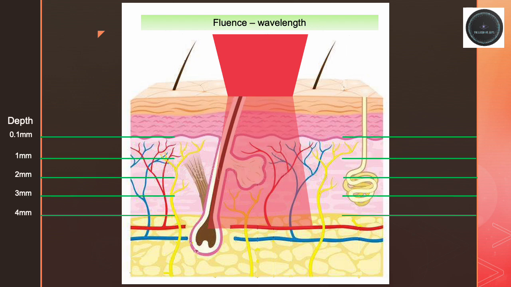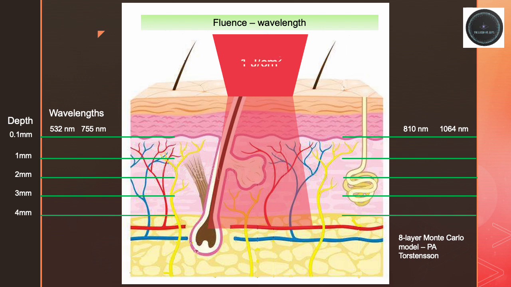So how does the fluence vary with the wavelength that we're firing into the skin? Well, if we look at four wavelengths, we've got the 532 nanometers, which is the frequency doubled neodymium YAG wavelength, the 755 nanometers, which is the alexandrite, 810 nanometers, which is the diode lasers, which are typically used for hair removal these days, and the 1064, which is the fundamental of the neodymium YAG laser.